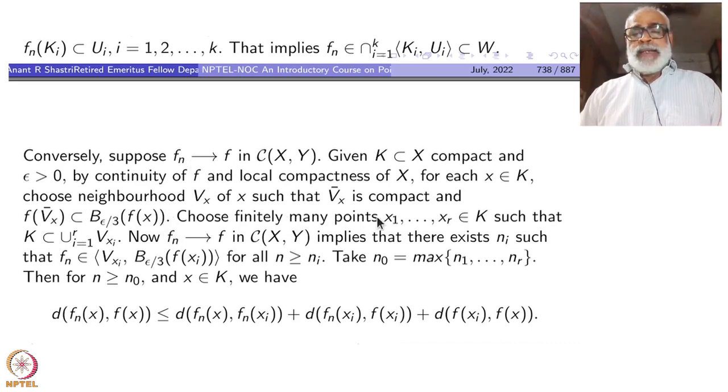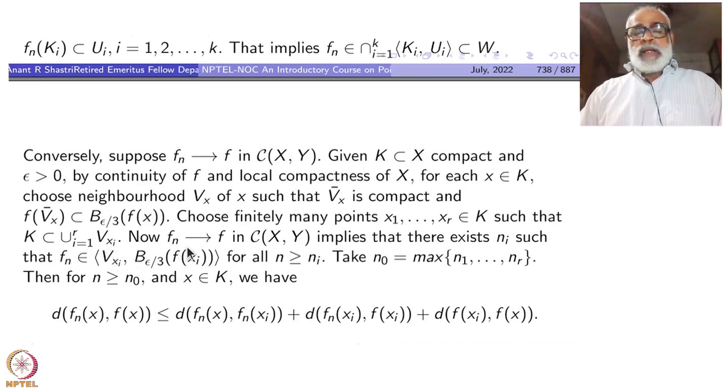Choose finitely many points x1, x2, ..., xr belonging to K such that K is contained in the union of Vxi, i ranging from 1 to r. For each x inside K, I have got Vx and Vx bar has this property. They cover the compact set K, so I get a finite cover. This is again a routine thing.